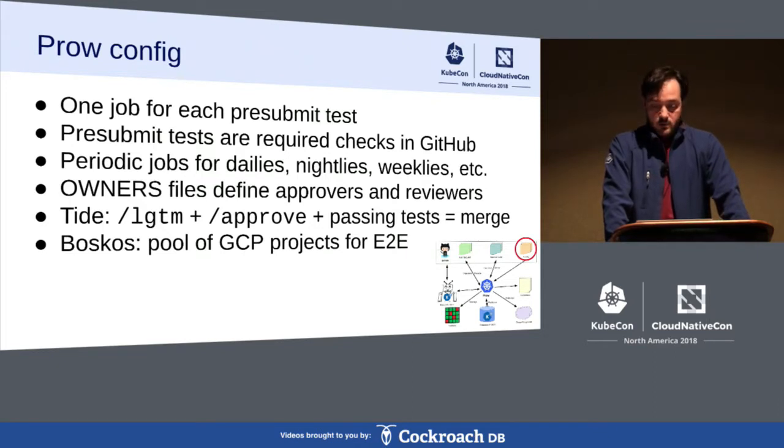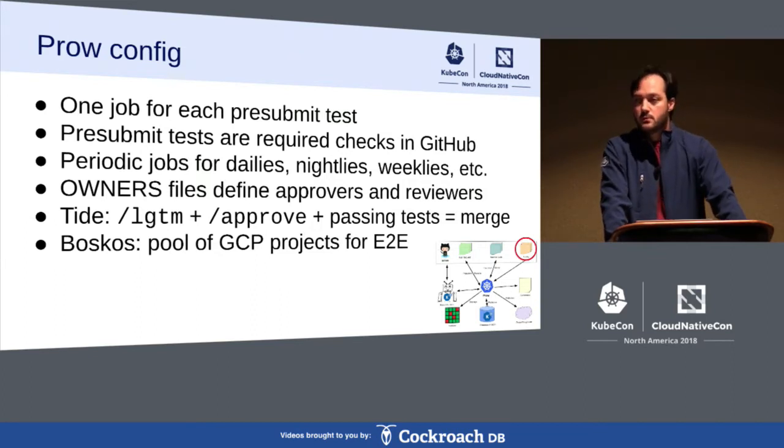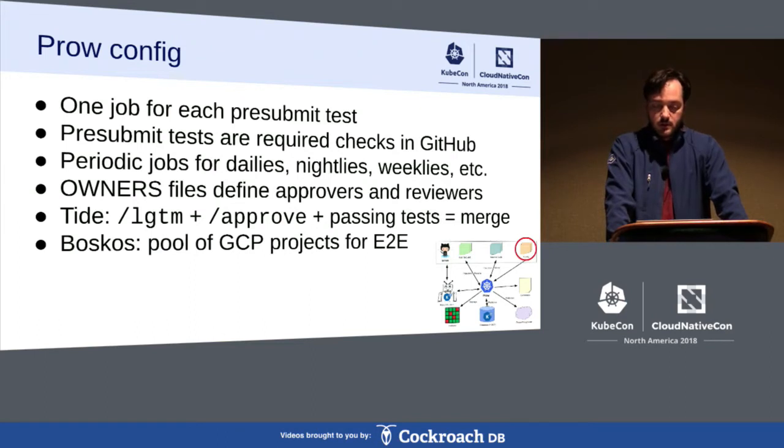And to achieve that, we have two important services in prow. One is Tide, that handles the automatic merging. It basically looks for reviews and approvals from repository owners that, together with passing tests, means, okay, this PR is good, it can be merged. Done, without manual intervention.